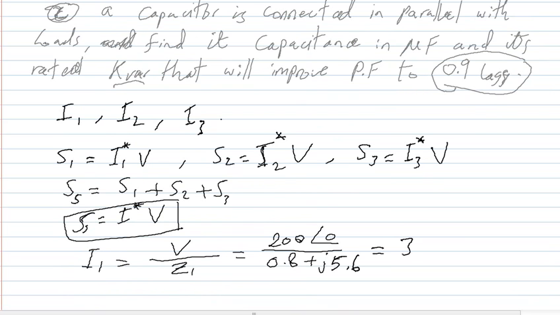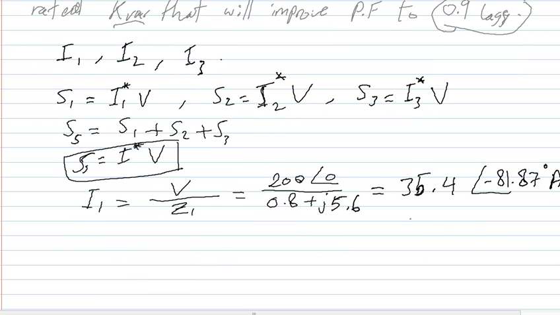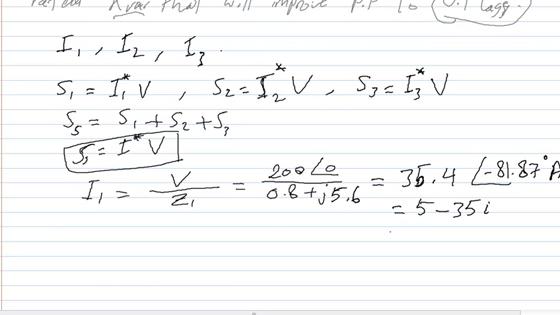This turns out to be 3.54, and the angle is minus 81.87 degree ampere, or you can write it in rectangular form, 5 minus 35 J, or I, we call it J, no problem.